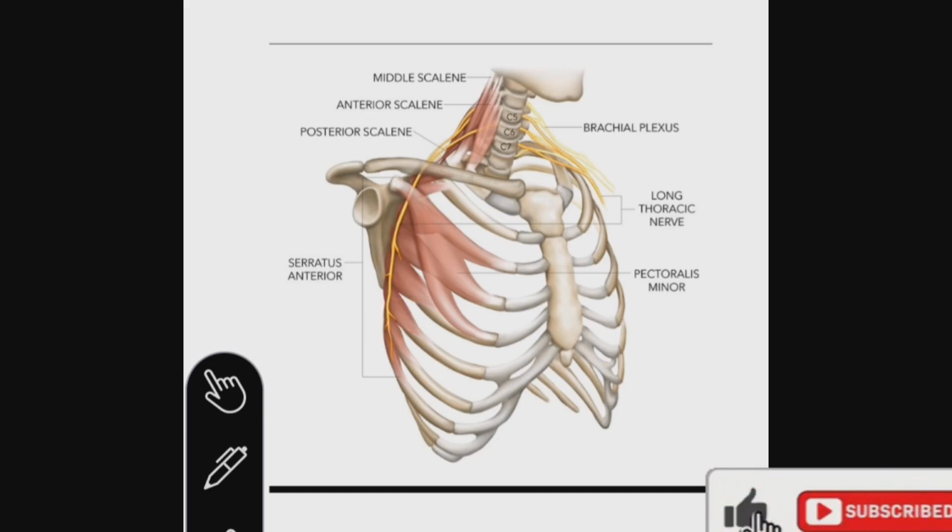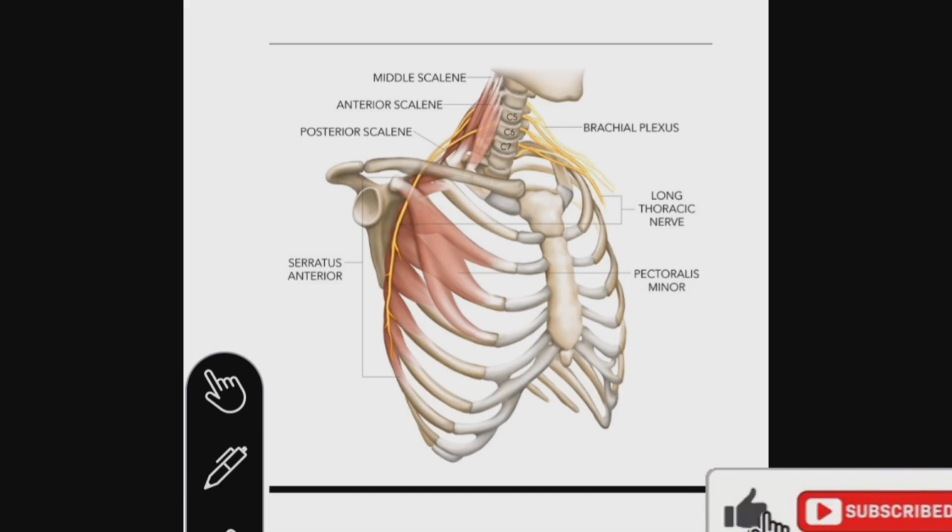Take note. Now, the clavipectoral fascia is a strong fascia that is found in the pectoral region, and it is pierced by three structures. First is the cephalic vein, second is the thoracoacromial artery, third is the lateral pectoral nerve. You might need to go over that again.